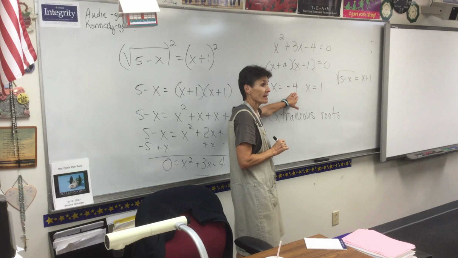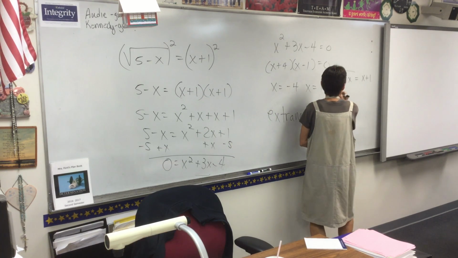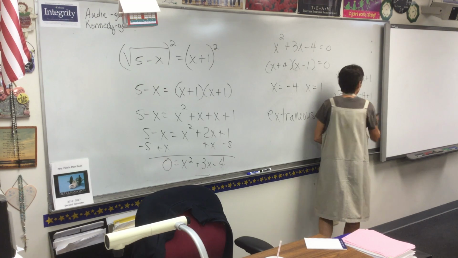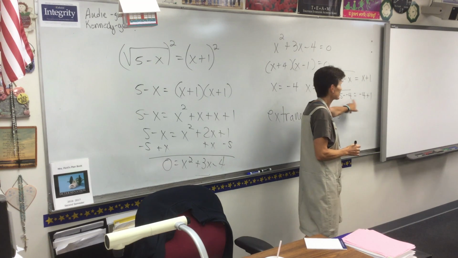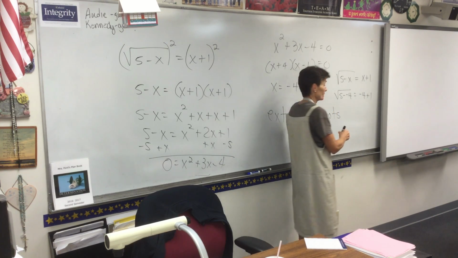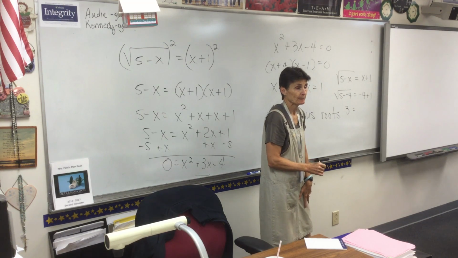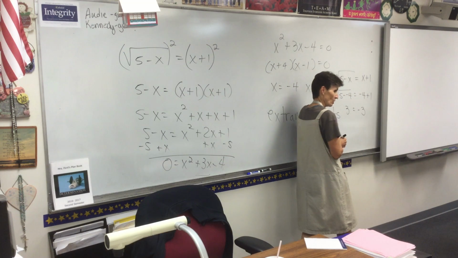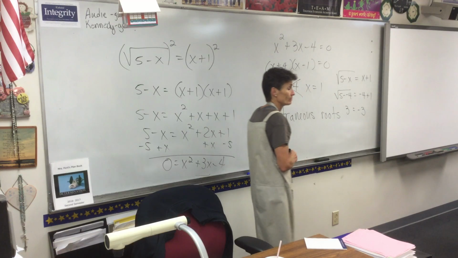So I'm going to start with the negative 4. So I'm going to put negative 4 in here. So I have 5 minus negative 4 and negative 4 plus 1. What's 5 minus negative 4? 9. The square root of 9 is 3. What's negative 4 plus 1? Negative 3. Uh-oh, we've got problems here. Those don't equal.